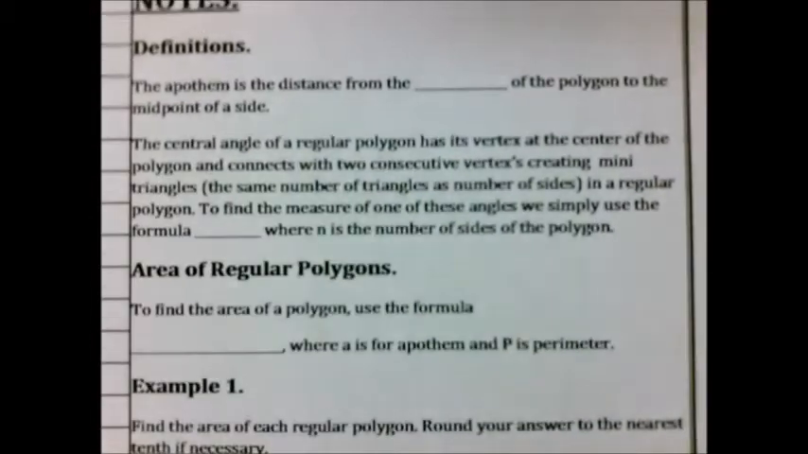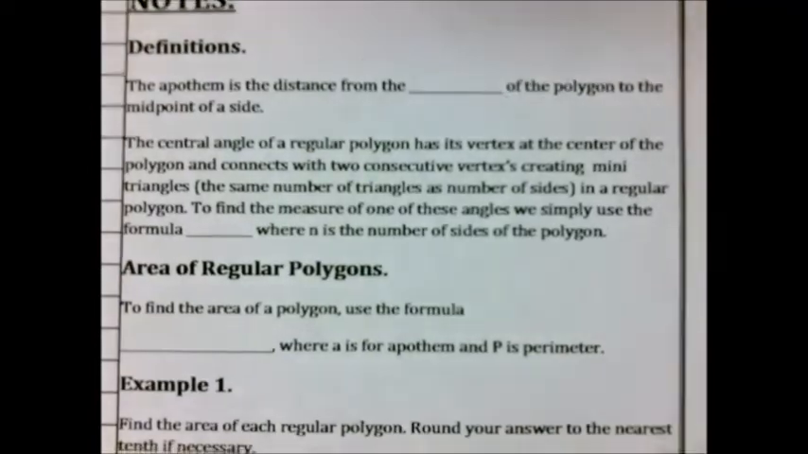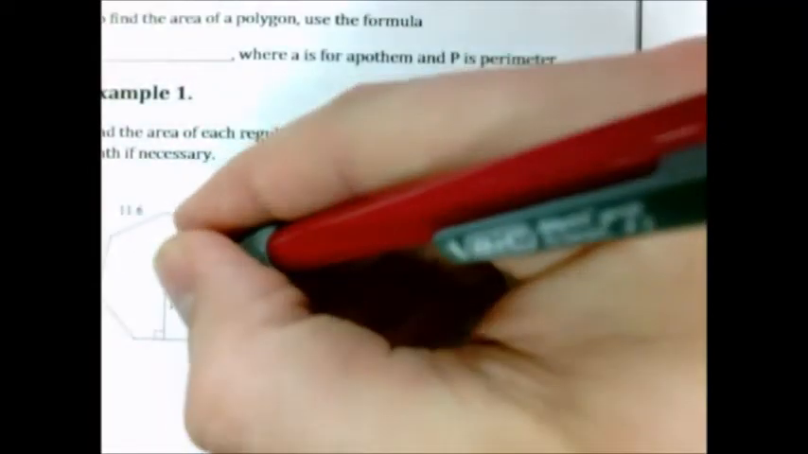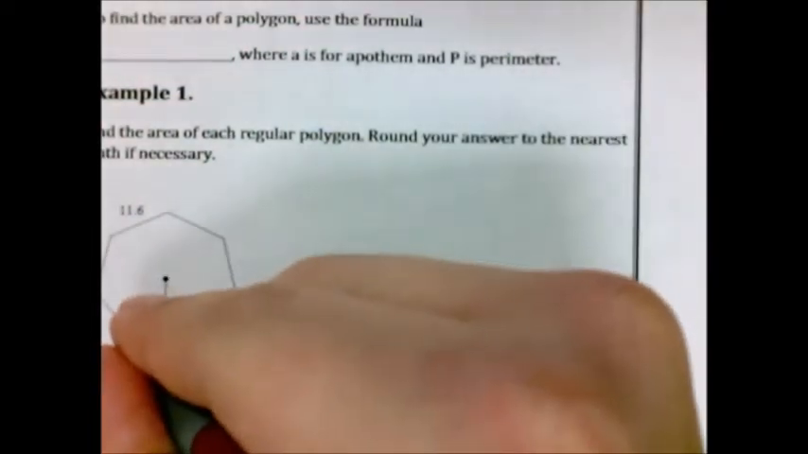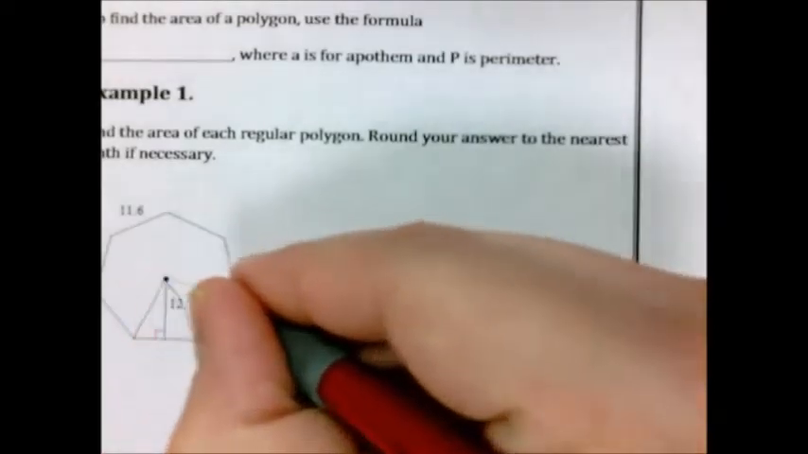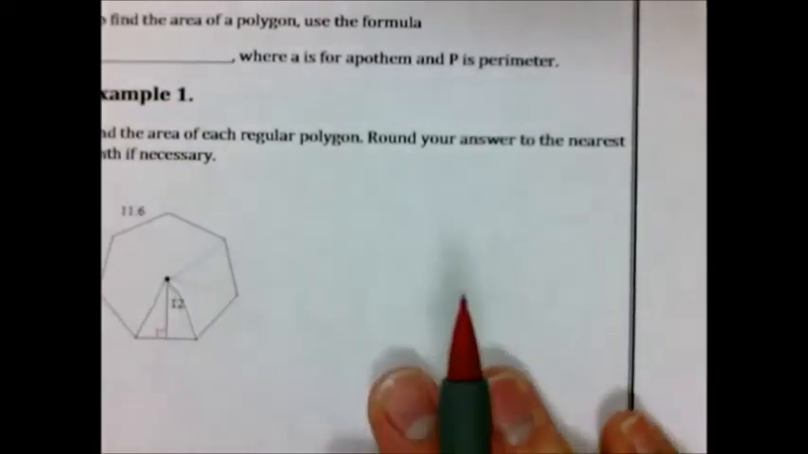Now the second part we're going to define here is the central angle. That central angle, the very middle where we take the apothem from, of a regular polygon has its vertex at the center of the polygon and connects with two consecutive vertices, creating many triangles, the same number of triangles as the number of sides. So if I move this down, that's saying all of these sides create many triangles. I have a triangle right here, a triangle through here, through there, and the amount of triangles we're going to have is the same as the number of sides that we have.